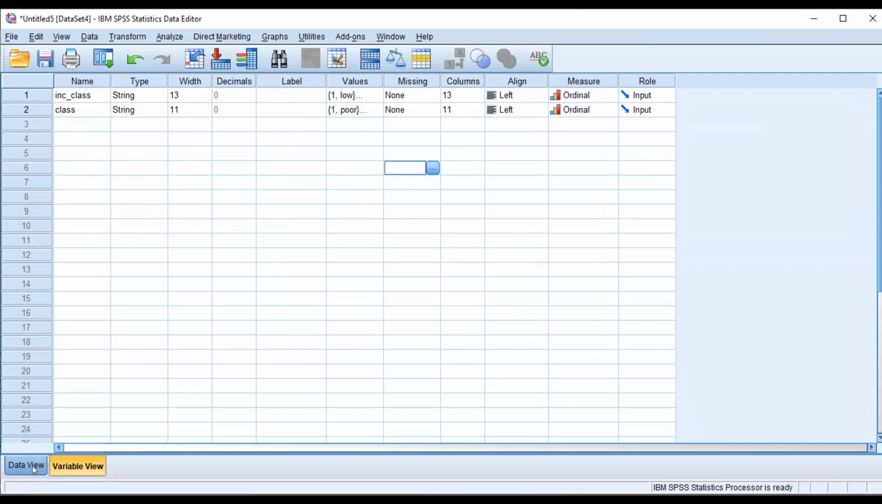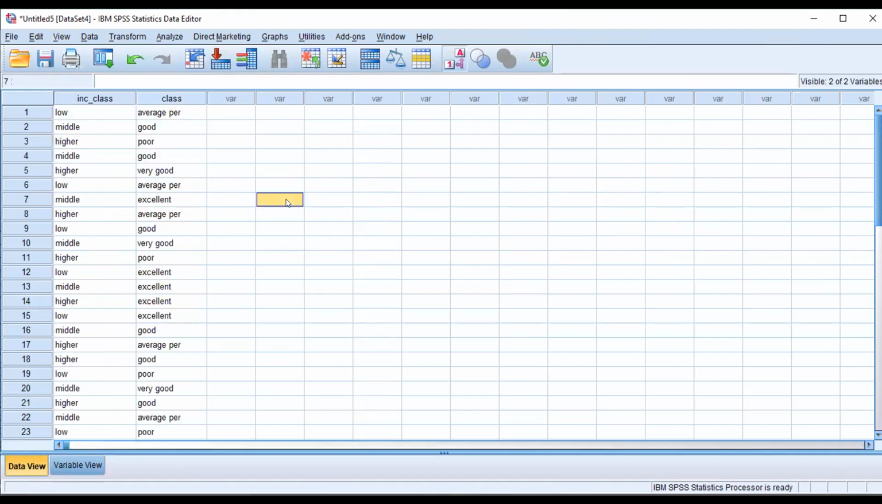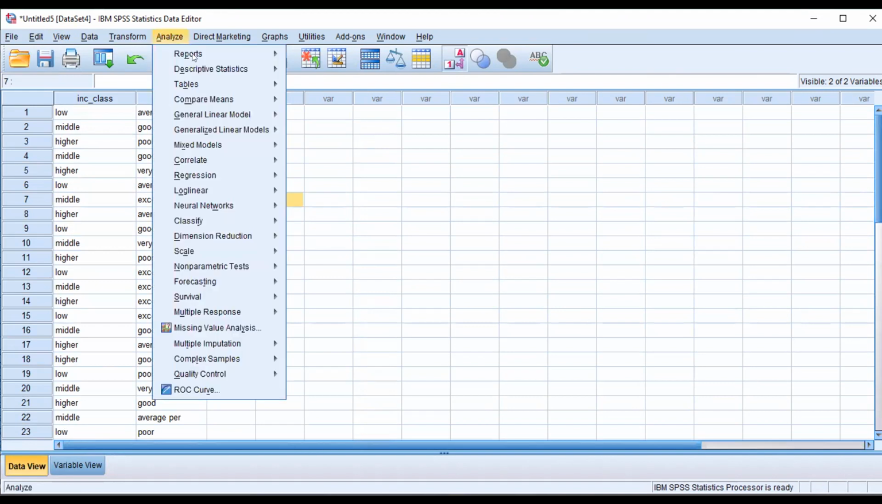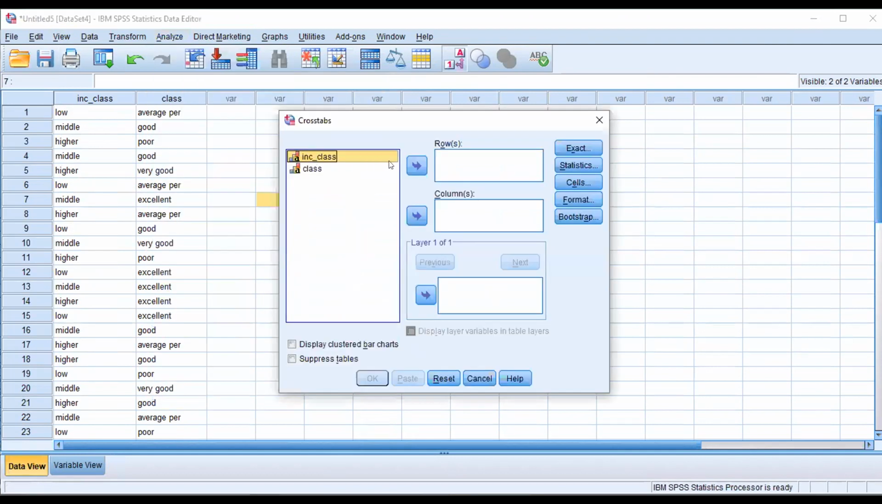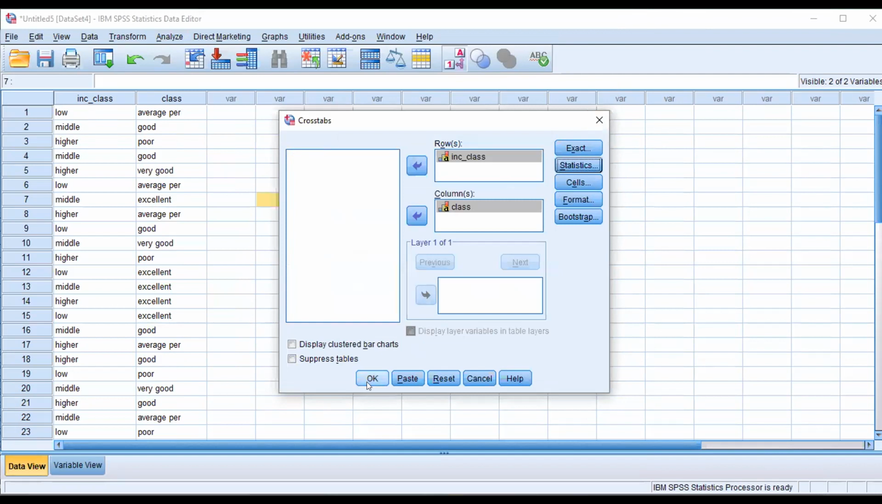Okay, in data view, if you go to the value labels view, you will have all the details. So analyze, tables, crosstabs. Here you have to decide the row and column for the chi-square test. In statistics, choose chi-square, whether you want nominal, ordinal, whatever, but chi-square is okay. Then continue, and then okay.